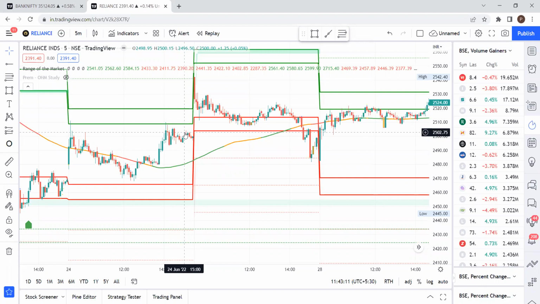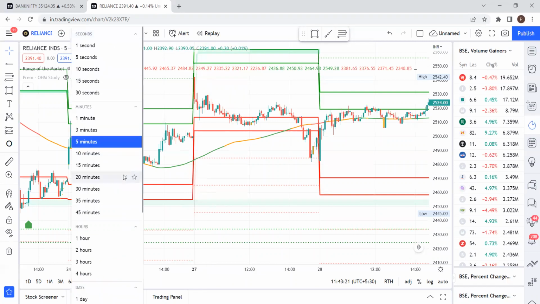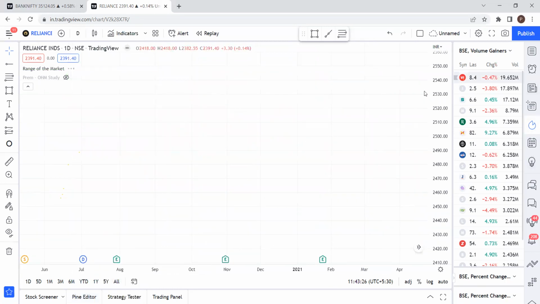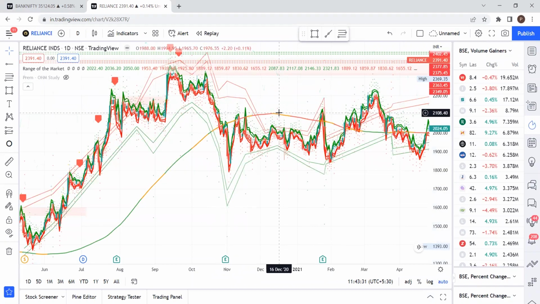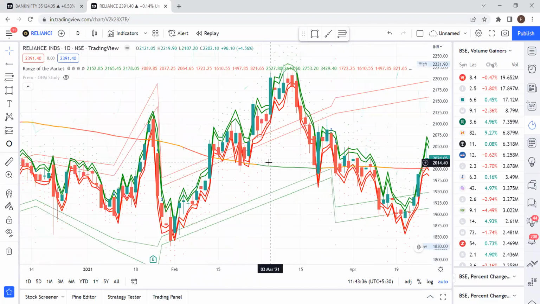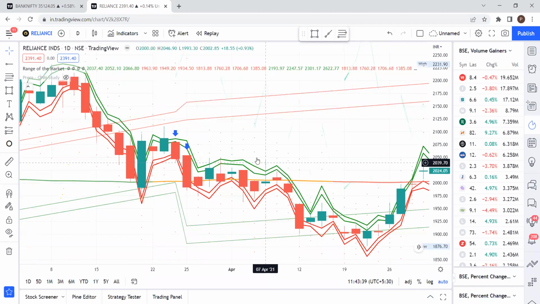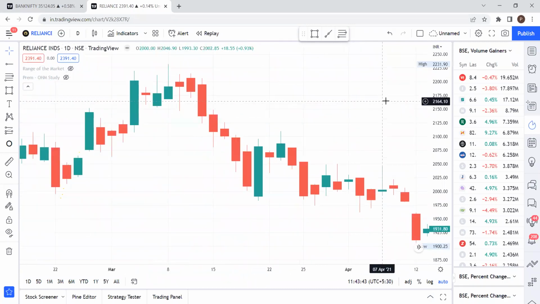Can I use this indicator for the daily time frame? Daily, it'll be messy, man, because in the daily time frame this line will be so irritating. Let me show you. If I do it for a day trade, this will be so irritating. I don't like it. It's so messy. So in that case, I don't expect you to use my range of the market. You have to remove it and then follow my indication, what I taught you, right?